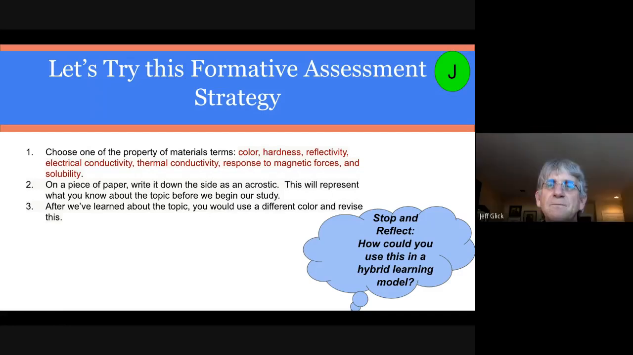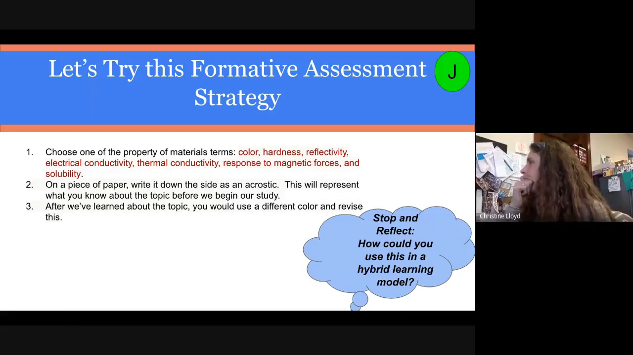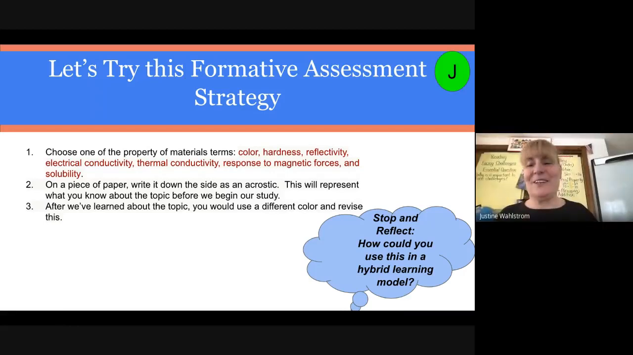Go ahead, Justine. So I picked magnetic, and I only was able to get 3 of the 4 of the letters. The G I wrote great way to see if it's magnetic. The N I put north end. The T I put 2 poles, and the C I put connects to objects. That's as far as I got.